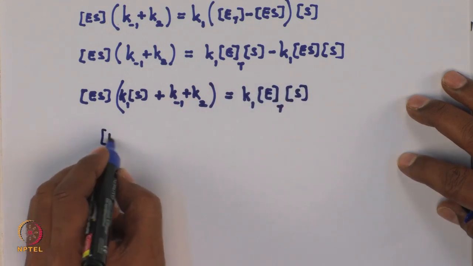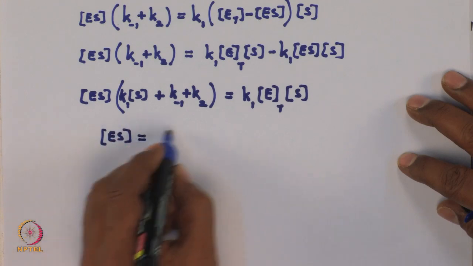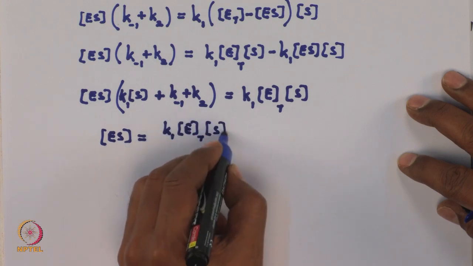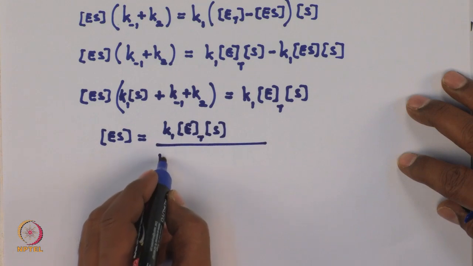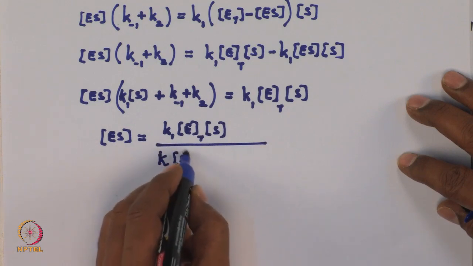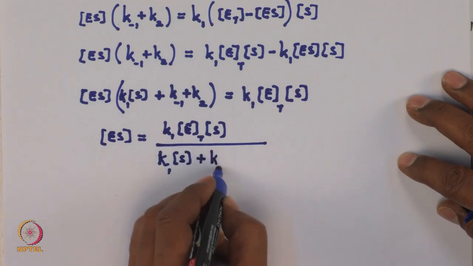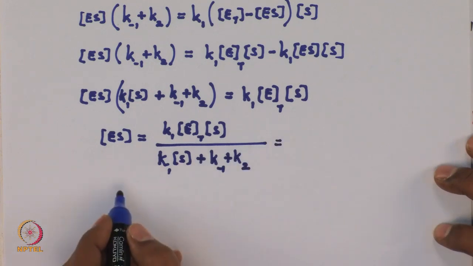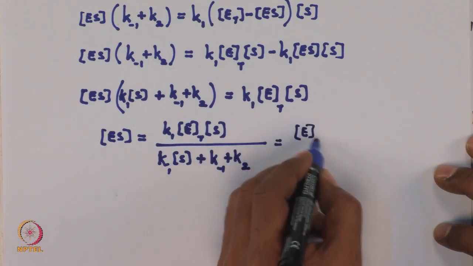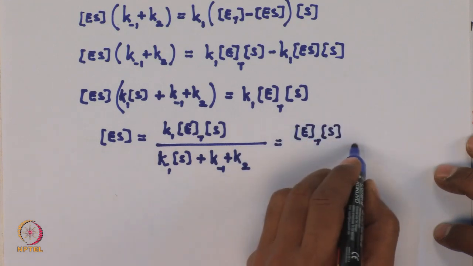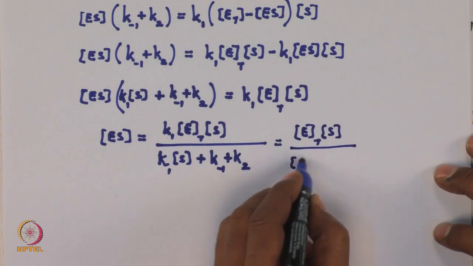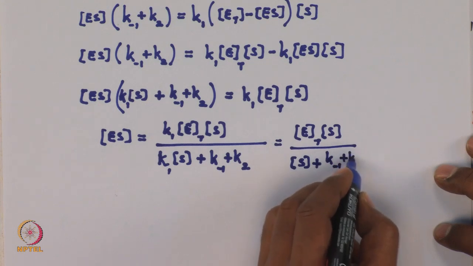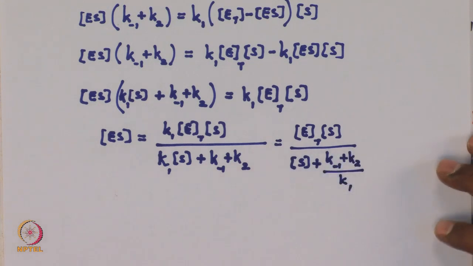So, therefore, ES is equal to K1 into total enzyme concentration, substrate concentration divided by K1 S plus K minus 1 plus K2, which is equal to total enzyme concentration into substrate concentration over concentration of S plus K minus 1 plus K2 over K1. I have divided throughout by this.